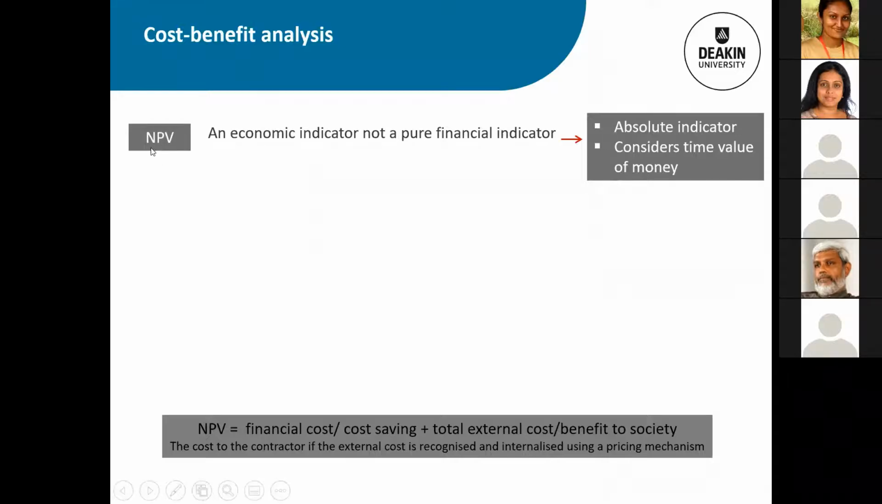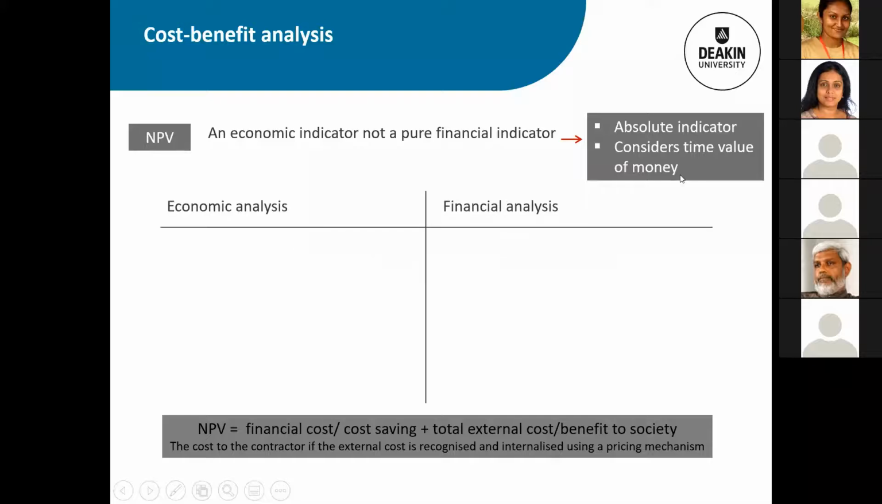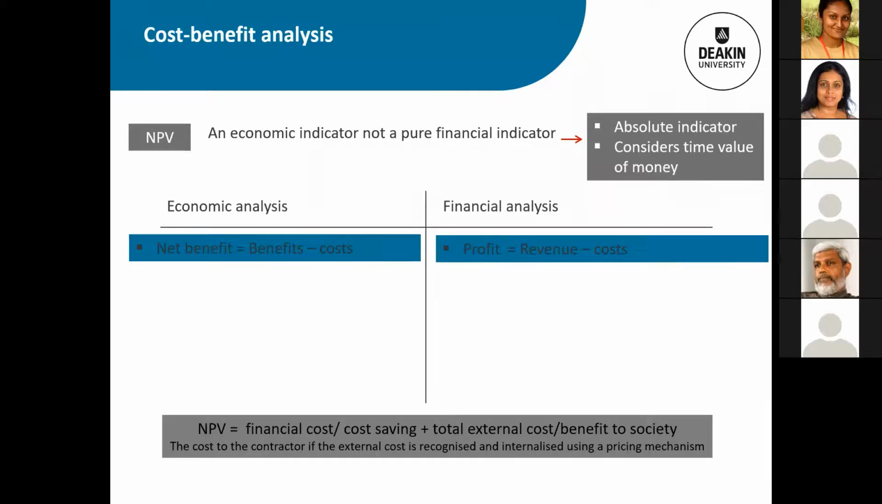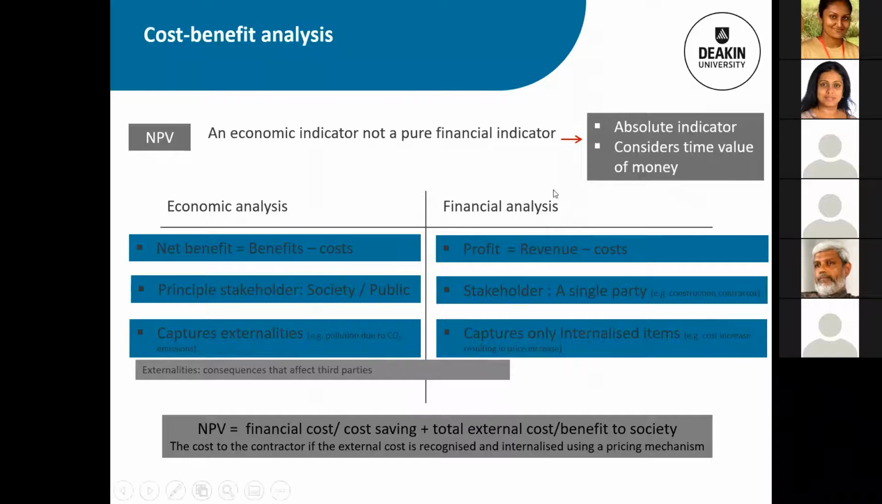NPV usually stands for net present value. The NPV used for this cost-benefit analysis is an economic indicator. It's not purely a financial indicator. It is an absolute indicator which measures monetary value considering the time value of money. If I briefly compare economic and financial analysis, in financial analysis we talk about profit, which is revenue minus costs. But in economic analysis, we talk about benefits minus costs. So benefits are wider benefits to society.